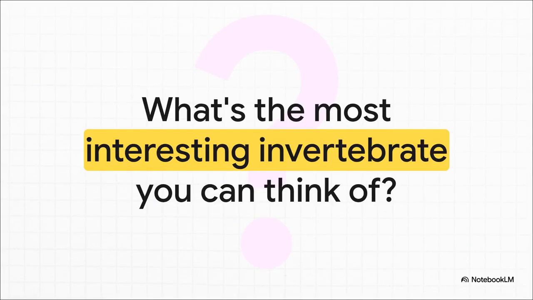And that leaves us with one last thing to think about. Remember, 96% of all animals are invertebrates, which means there is a hidden world of incredible creatures all around us. So what's the coolest, most interesting invertebrate you can think of? An octopus that can change its color in a blink? A spider that can build an intricate web? The possibilities are pretty much endless.